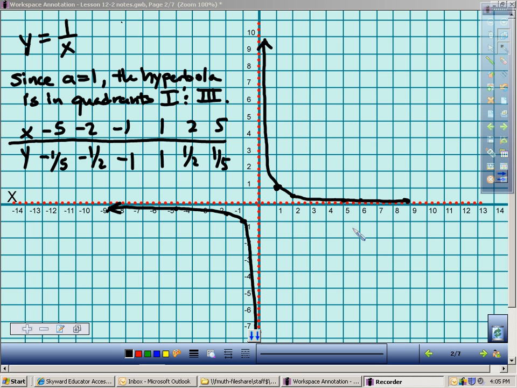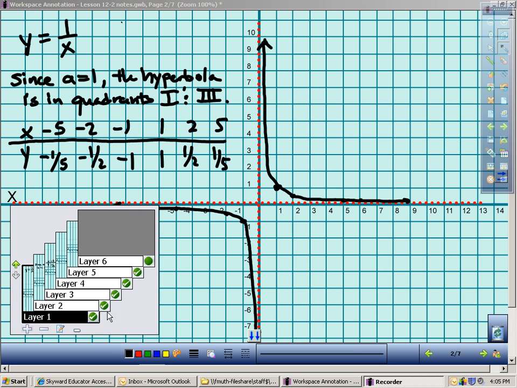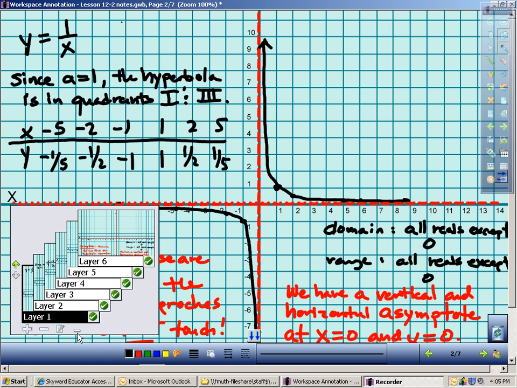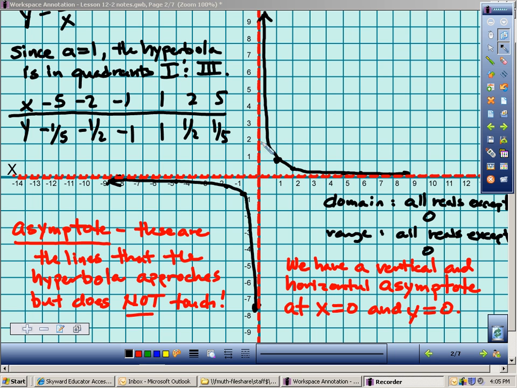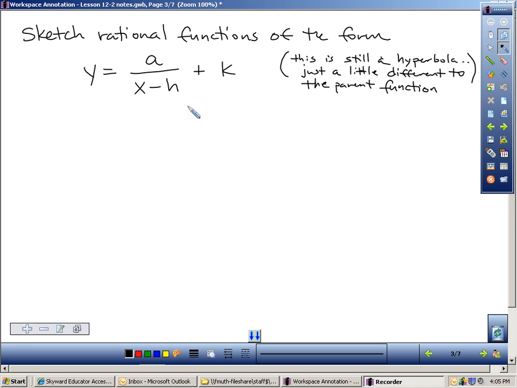I wouldn't make you use graph paper for this. If you're comfortable with it, you can. But there is the parent function, parent inverse variation function. It has 2 asymptotes. These are the lines, again, that the hyperbola approaches but does not touch. The domain for this, I can plug in any value for x except for 0, and my range is any y value except for 0. And again, we mentioned we had a vertical asymptote and horizontal asymptote. X equals 0, there's my vertical asymptote. Y equals 0, there was my horizontal asymptote. So we talked about this already.